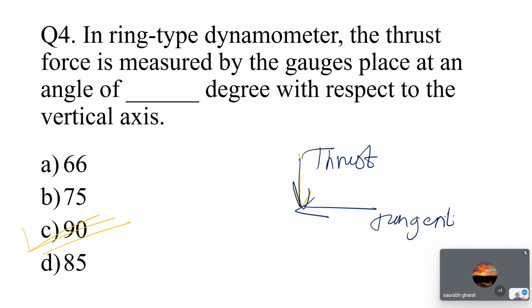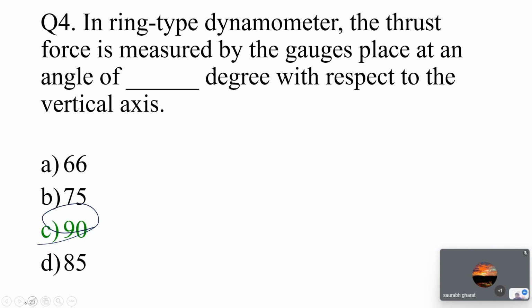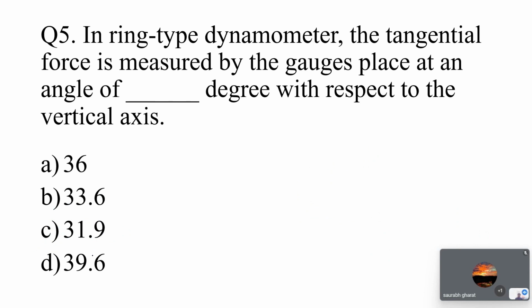That is actually the cutting force. This is actually a cutting force, and this is the thrust force. So what they are asking for is thrust force. For thrust force, it will be 90. That is their answer. And in ring type dynamometer, the tangential force is measured by gauges at what angle? You know this angle. It is 39.6. Okay, you know this. So that's the answer.